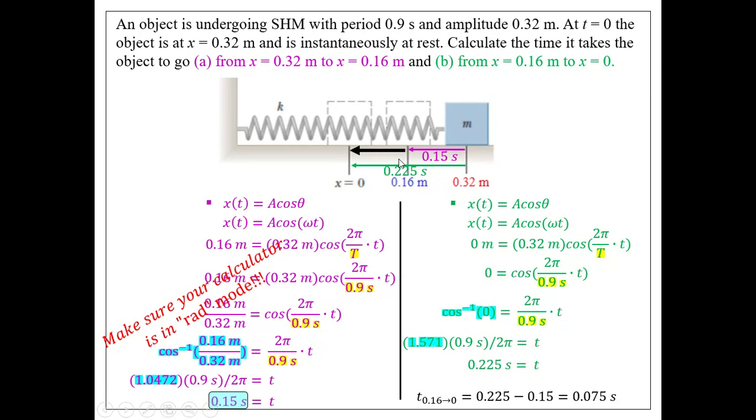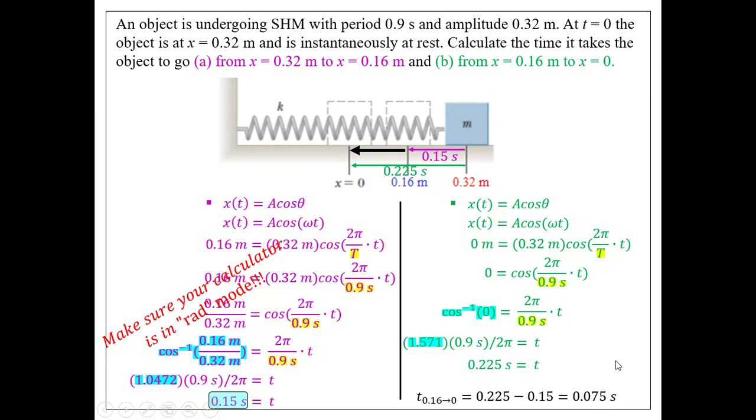I would simply state that, well, I can take the whole time, which is 0.225. So it would take 0.225 from amplitude to equilibrium, but it only took 0.15 seconds to go from amplitude to midway. So 0.225 minus 0.15 will give you 0.75 seconds.